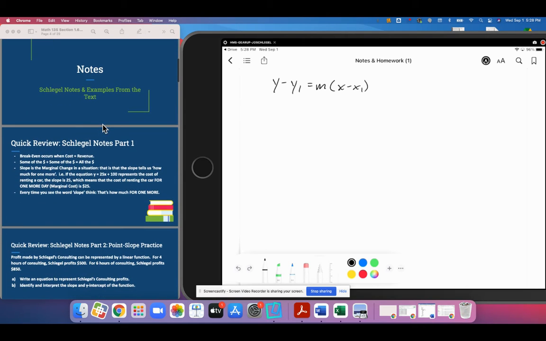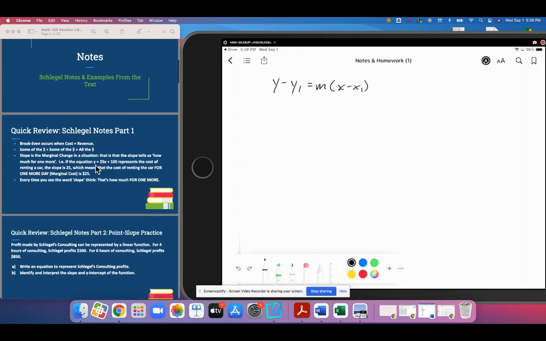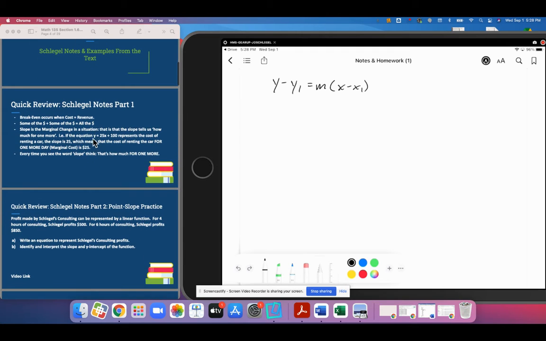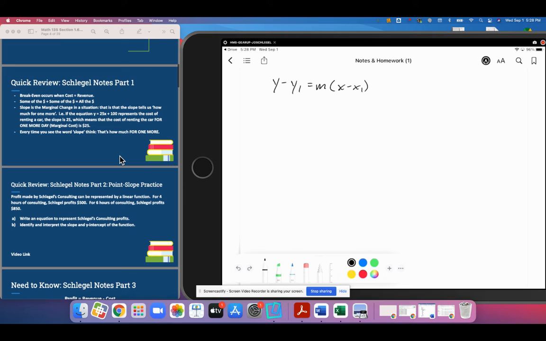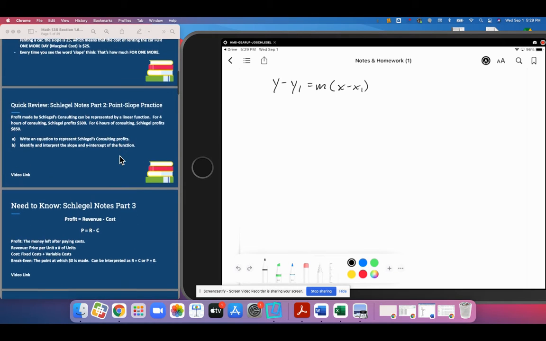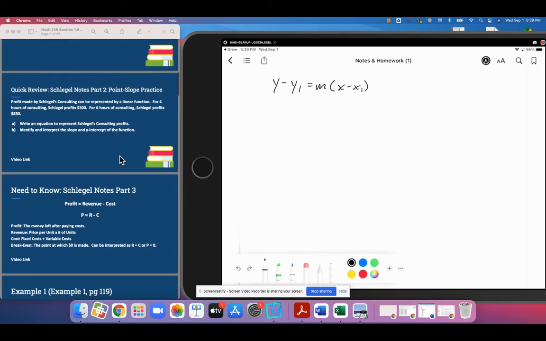There are some Schlegel notes here. This first quick review, I'm not going to go over. That's just something for you to read and hopefully help solidify your memory. We are going to go straight to our first problem, which is talking about the company Schlegel's Consulting. Profit for Schlegel's Consulting can be represented by a linear function. For 4 hours of consulting, Schlegel profits $500.